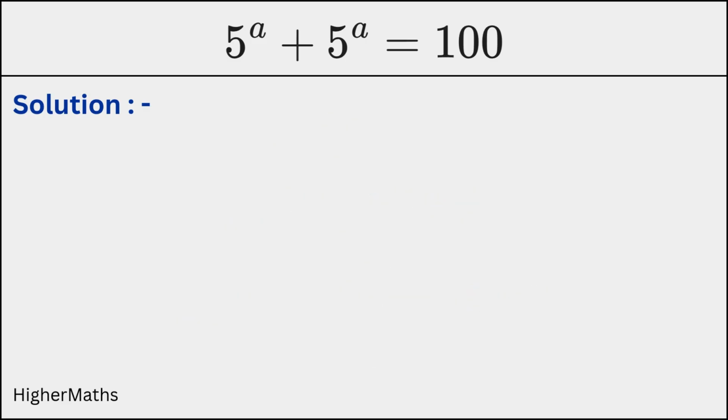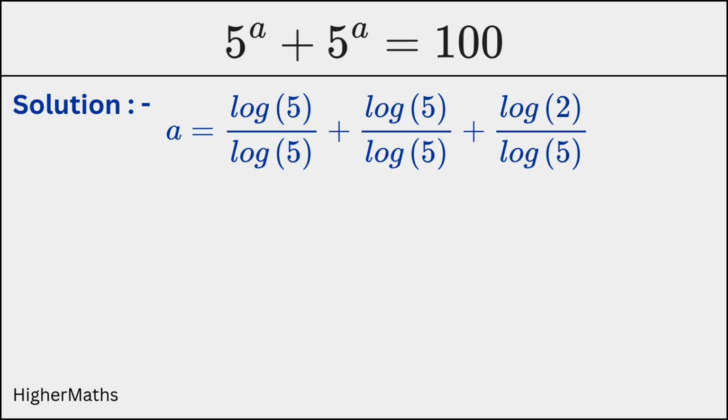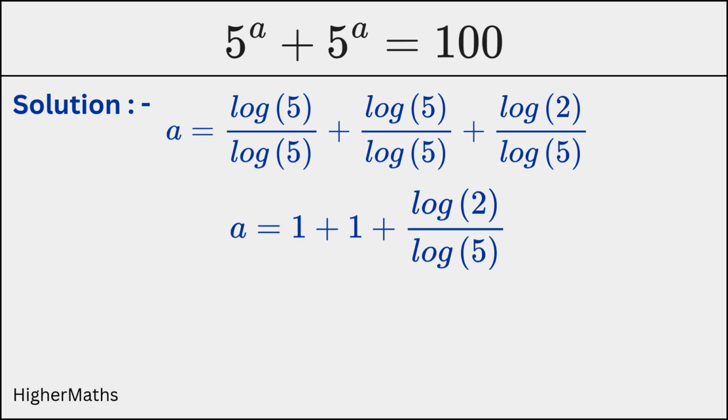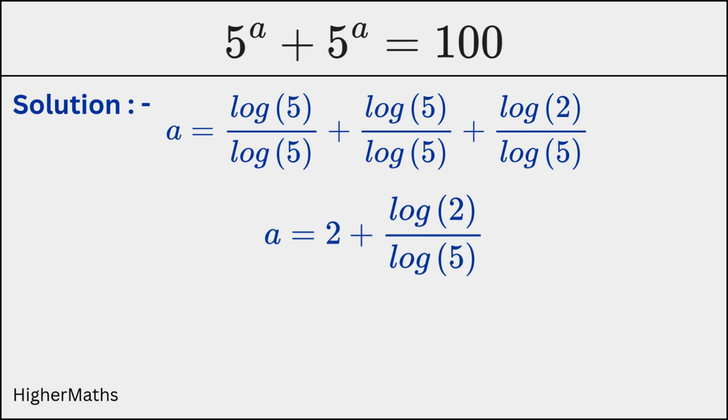So it will be a is equal to log of 5 over log of 5 plus log of 5 over log of 5 plus log of 2 over log of 5. Now to simplify, log of 5 over log of 5 is 1, so it becomes 1 plus 1 plus log of 2 over log of 5. Therefore, a is equal to 2 plus log of 2 over log of 5.